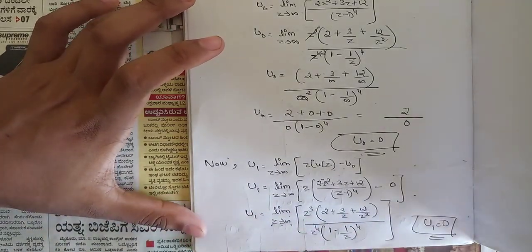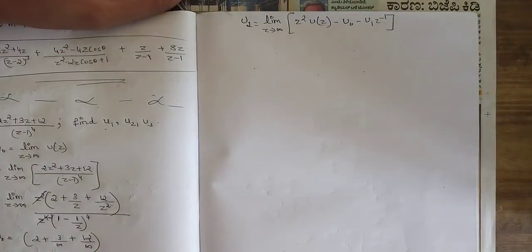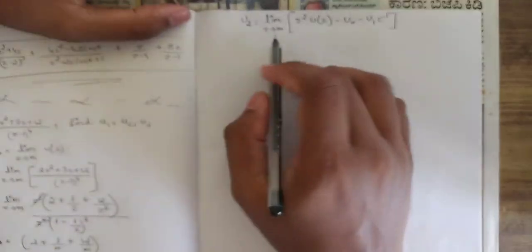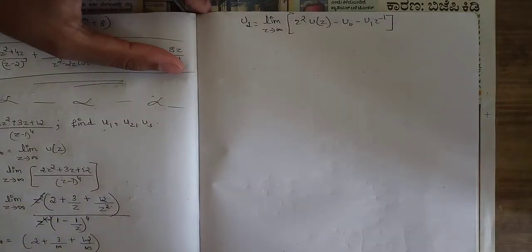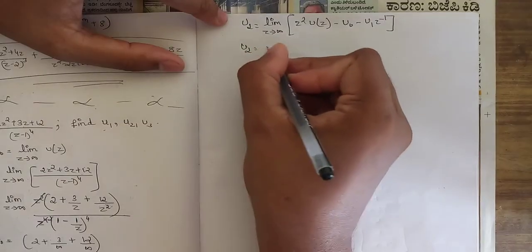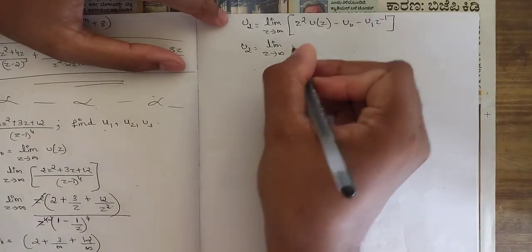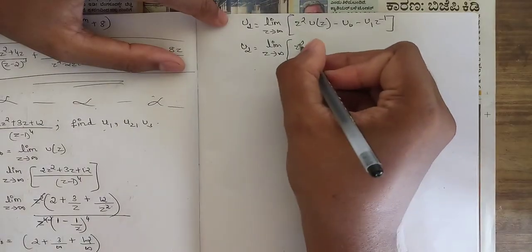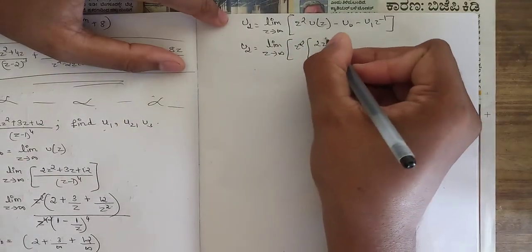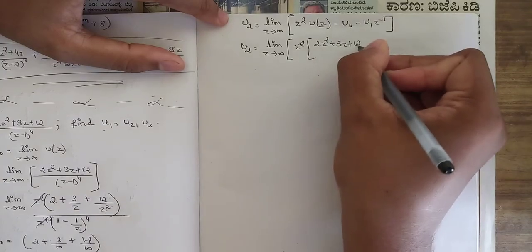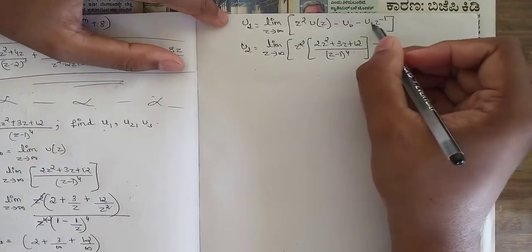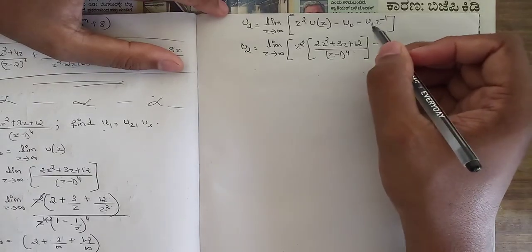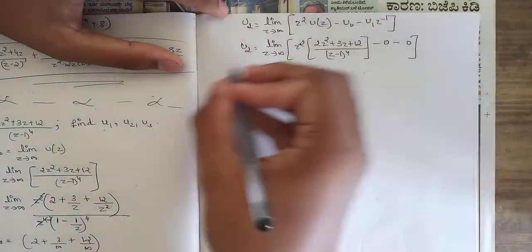Now let's find u2. So this is the formula for u2: z square into u of z minus u naught minus u1 z inverse. So now let's substitute the values. Z square into the u of z is 2z square plus 3z plus 12 divided by z minus 1 whole to the power 4 minus 0 minus u1 into z inverse. u1 is 0, so 0 into z inverse is 0 again, so we can write it as 0.